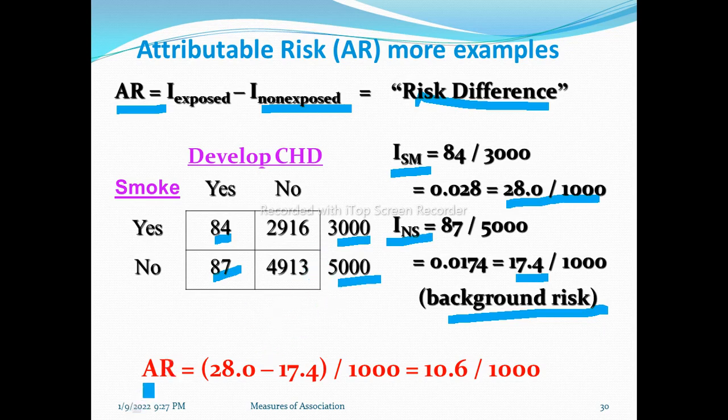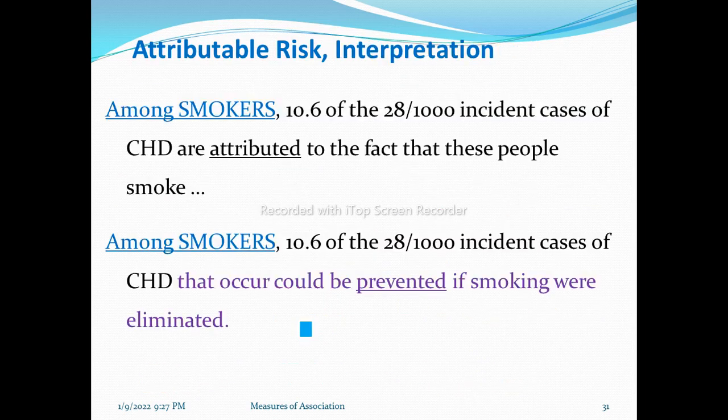Now attributable risk is equal to 28 minus 17.4 per thousand. That means 10.6 per thousand. This gives more explanation for the previous example. So you can calculate attributable risk just like this. How do we interpret it? Among smokers, 10.6 of the 28 per thousand incident cases of CHD are attributable to the fact that those people smoke.